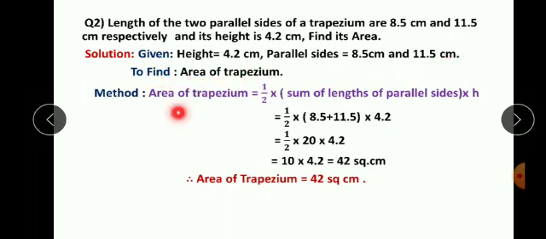So start the method now. Area of trapezium is what? Write down the formula. Half into sum of lengths of parallel sides into height. So half into, now sum of parallel sides is what? (8.5 plus 11.5) into height 4.2. So 8.5 plus 11.5 is 20. So half into 20 into 4.2. Now half into 20 means 10. If you divide 20 by 2, 10. 10 into 4.2 is 42 square centimeter. Therefore, area of trapezium is 42 square centimeter.